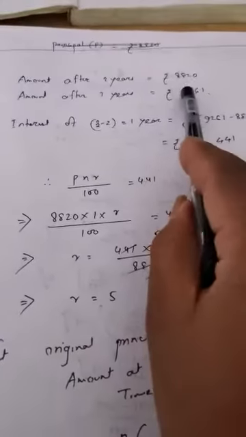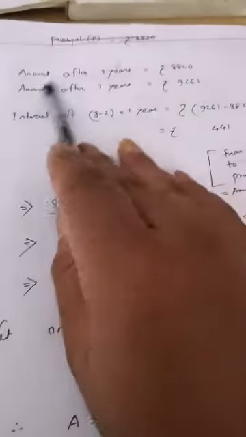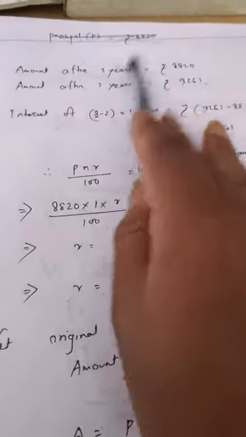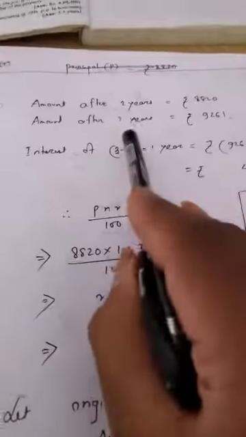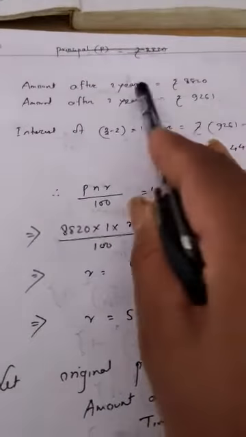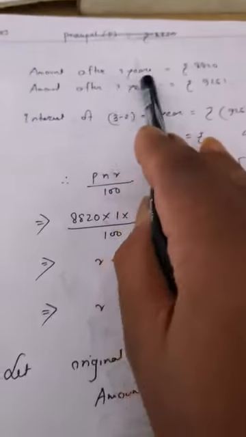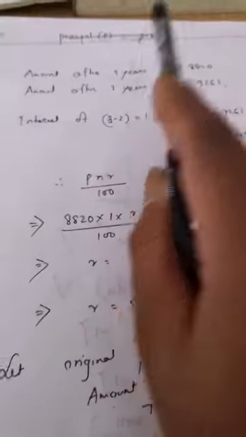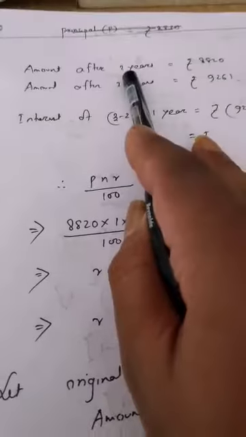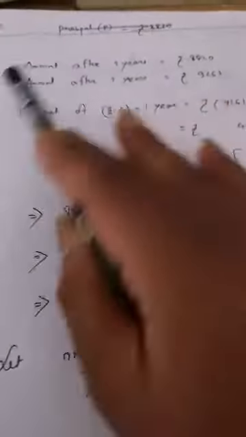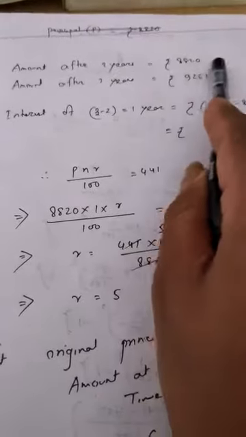Amount for 2 years is what? 8820. Amount for 3 years is what? 9261. That means in compound interest what happened? Whatever be the last amount, that will be the new principal. That means amount for 2 years, if it is 8820, then the new principal will also be 8820.